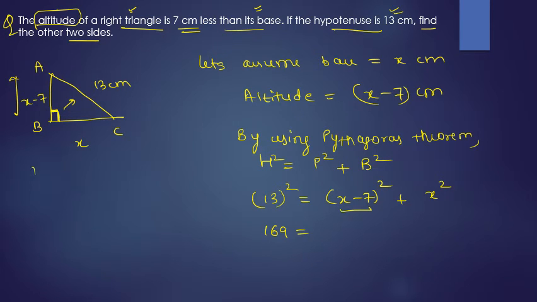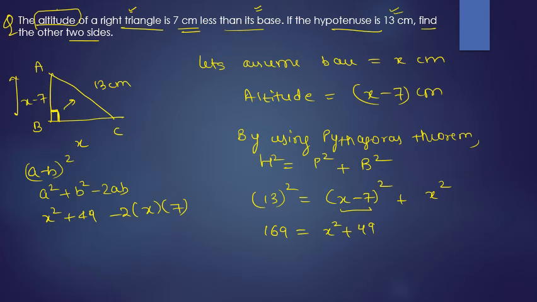You have to apply a minus b whole square here. Do you remember the formula? a square plus b square minus 2ab, correct? So for x minus 7, x square plus 7 square, that means 49, minus 2ab, that has become x square plus 49, 7 twos are 14x, plus x square, right? So 169, x square, 2x square, you can take like terms all together. Then this is minus 14x plus 49.